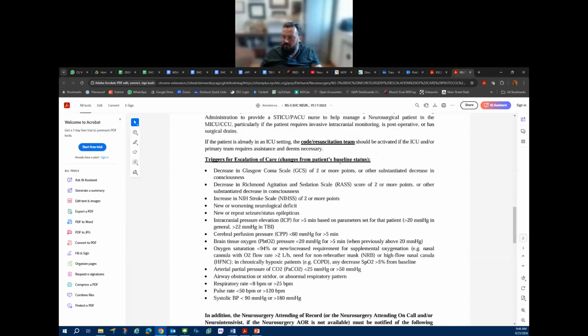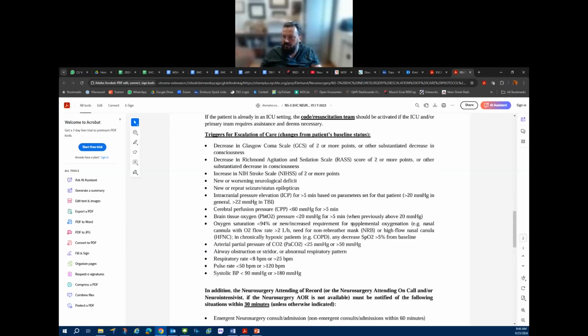So, some of the triggers for escalation of care, and these are changes from the patient's baseline status, meaning the way they've been in the last 24, 48 hours. If a patient has a decrease in Glasgow Coma Scale of 2 or more points, or other substantiated decrease in consciousness, so if a patient goes from following commands to not following commands, or was GCS 15 and now they're a 13 or 12, that's something that should be escalated.